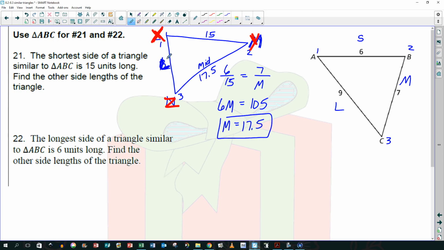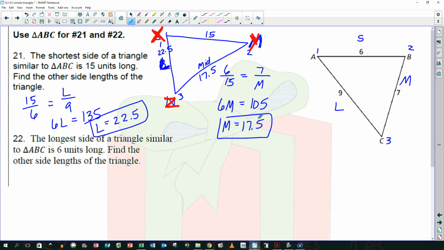Now the longest side. Again, 15 is going to go with 6, just like the large side is going to go with 9. So 6L equals 15 times 9, which is 135. And divide by 6. And we get that the largest side is 22.5. So this side is 22.5. All right, so same triangle, small, medium, and large.